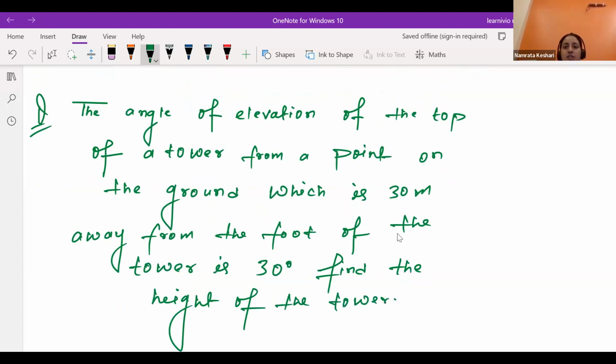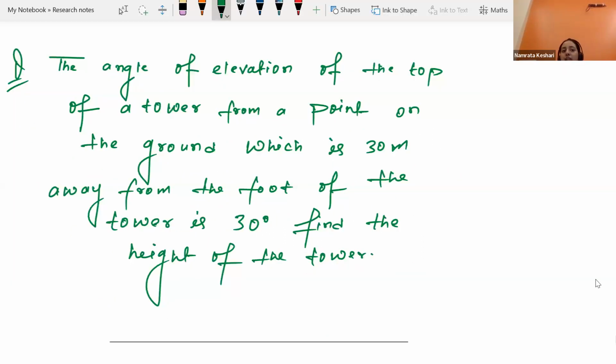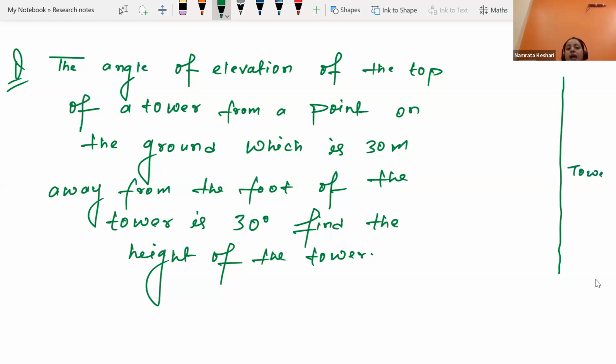Let's see what the question says. It says that the angle of elevation of top of the tower. So basically there is a tower, top of the tower, bottom of the tower, we will see later on. There is a tower. That much idea we are getting from the question, right? Okay, angle of elevation of top of the tower.